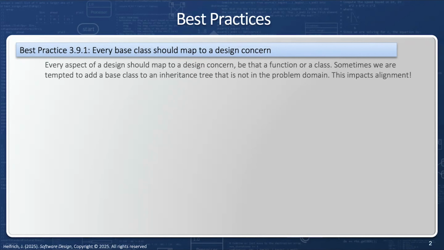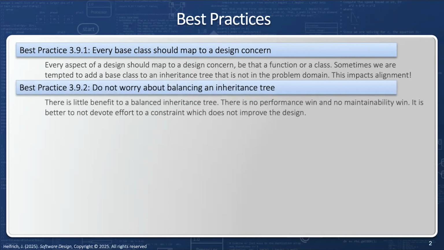Okay, let's get into some best practices. First of all, every aspect of a design should map to a design concern, be that a function or a class or really anything. Remember, the whole point of software is to model something in the real world, and if something in our design does not reflect that model, we have a problem. And this is not optimal because oftentimes requirements change. We need to add new functionality or adjust existing functionality. When our design is out of alignment with the problem domain, these changes tend to be more expensive than necessary.